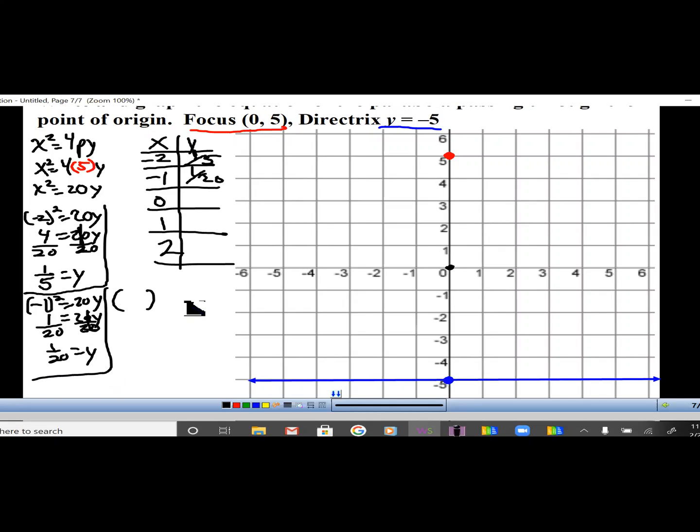Parentheses squared equals 20y. 0 squared. So this is 0 equals 20y. Divide by 20. It's still 0 equals y, so right there.